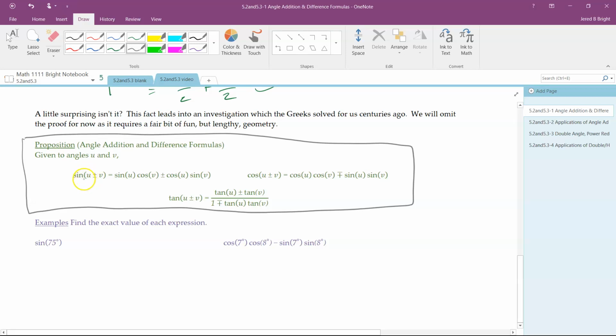So if we have sine of an angle, I just want to clarify the notation, there's a plus and a minus here. You can't have both simultaneously. It's one or the other. It'd be sine of u, cosine of v, plus or minus cosine of u, sine of v.